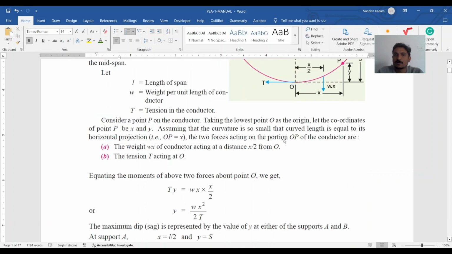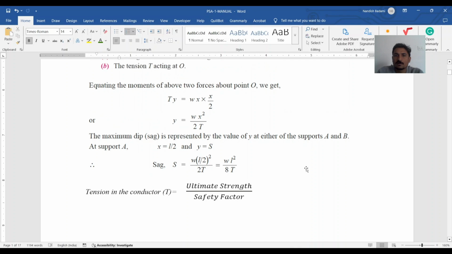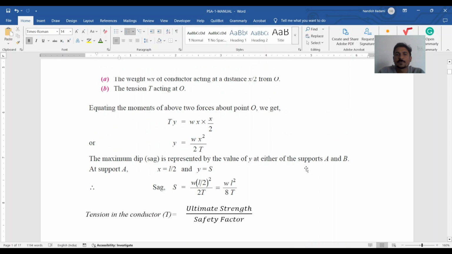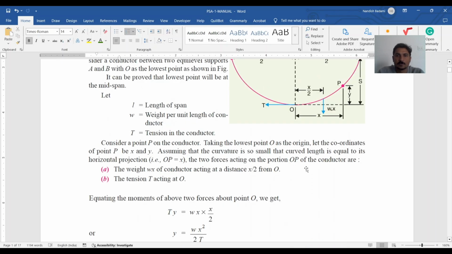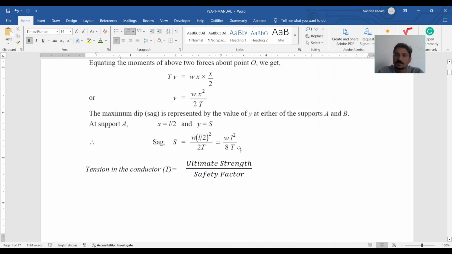From this, the sag of the transmission line is given as S equals W times L square divided by 8T, where T is the tension on the conductor, given by the ratio of ultimate strength to the safety factor. The derivation for the sag will be discussed in another video, and here we are into the programming part of the sag of a transmission line when the poles are at equal heights, with sag equal to WL square divided by 8T, and tension as ultimate strength over safety factor.